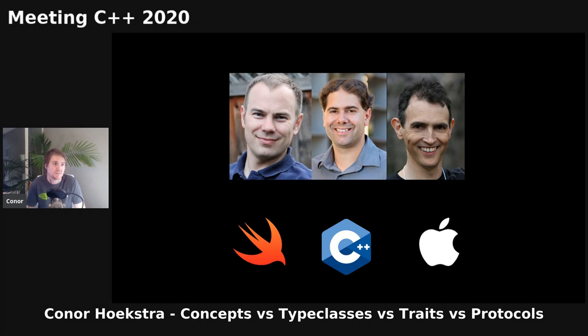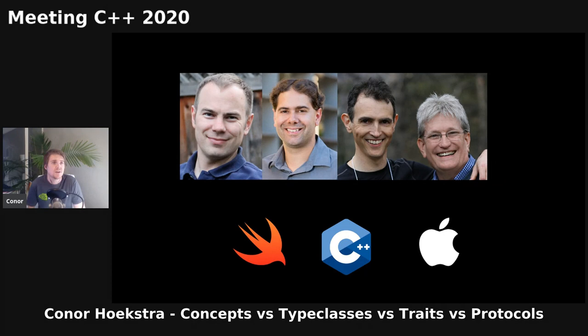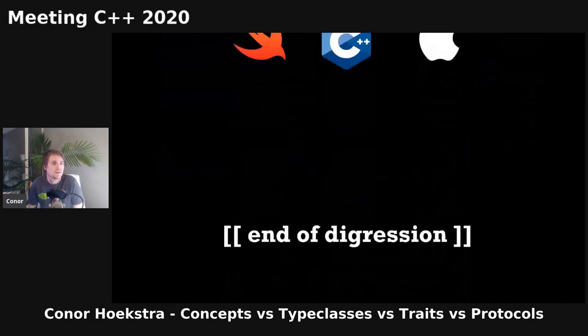So much so that this photo of Dave Abrahams is actually of him standing right next to Jon Kalb at C++Now, I believe 2016. And Jon Kalb, I assume most of you are familiar with, but for those of you that aren't, he's the organizer of CppCon and C++Now, and he's the co-host and creator of CppChat. So pretty interesting to know all this trivia. And that is the end of this digression.